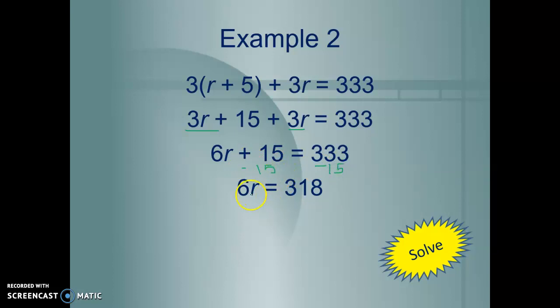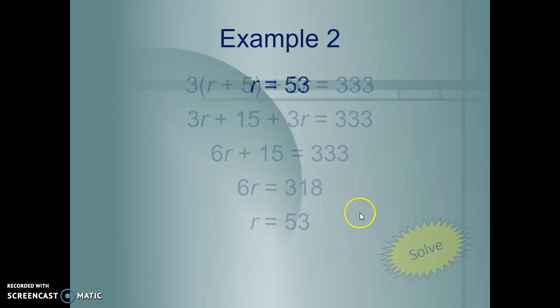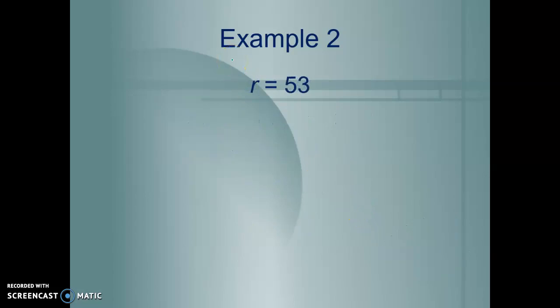The r is still not by itself, so let's divide both sides by 6. And I get that r equals 53. Looking back at my chart, that was the rate of the slower train. And I wanted to know the rate of each train. So I've got the slower train. How do I find the faster train?